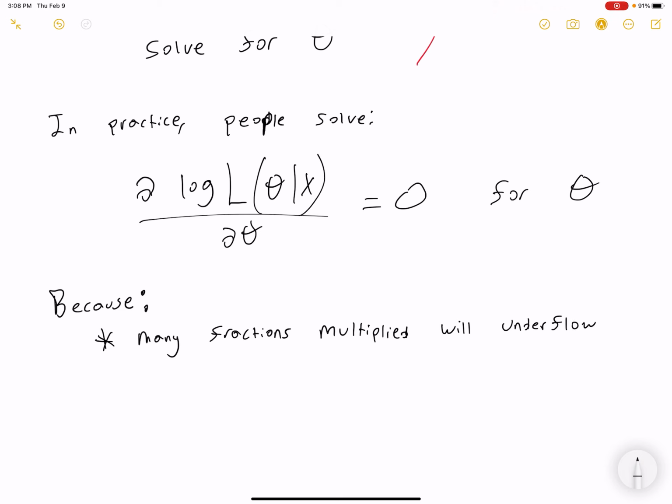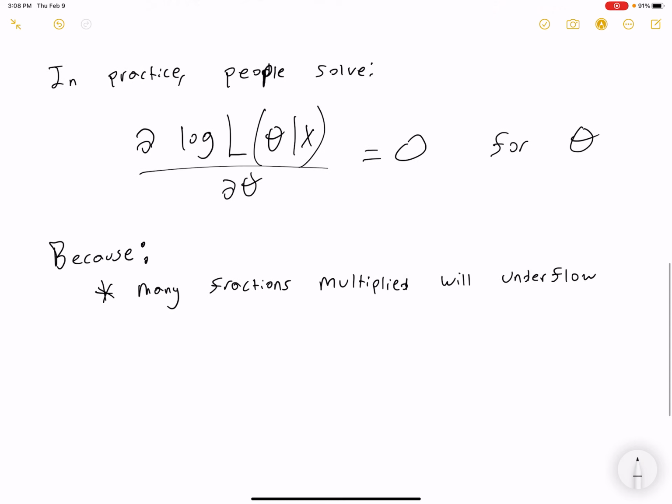Just think about how many zeros there are in 0.01 to the 100th power, and that would be a likelihood with only 100 data points, a tiny data set. Even with that tiny data set, you can't represent it in a computer. So that's one reason. And the second property is, writing it up a little bit more mathematically rigorously.